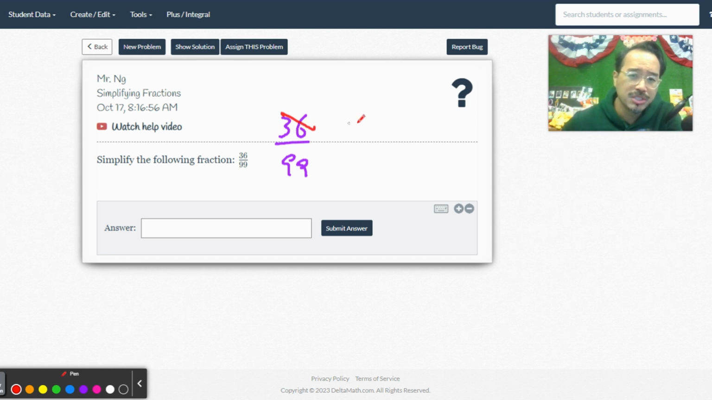So 36 divided by 3 is what? 12. And what about 99 divided by 3? Yeah, 33, right? Now, with 12 and 33, can you think of another number that goes into both 12 and 33? 3, right? So 3 going into 12 4 times, 3 going into 33 11 times, and there's our answer.